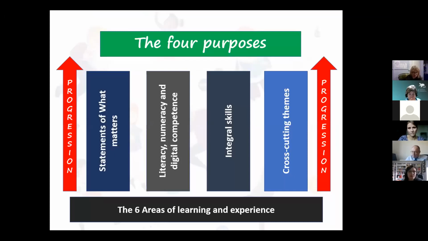So if we just have a look at this one here, we've got those key elements of the framework. What's really important is we don't see these different pillars as bolt-ons, but as part of that coherent curriculum, which need to be considered within the design and planning process. The skills can't and won't develop in isolation, and the statements of what matters, as we've already discovered, are so much more than a home for the I can statements. So we've got to have a look at progression across all elements.